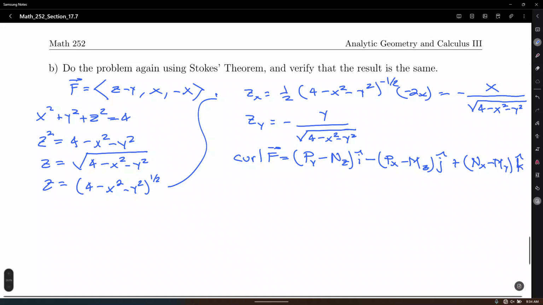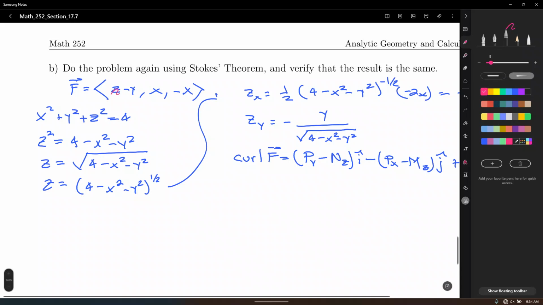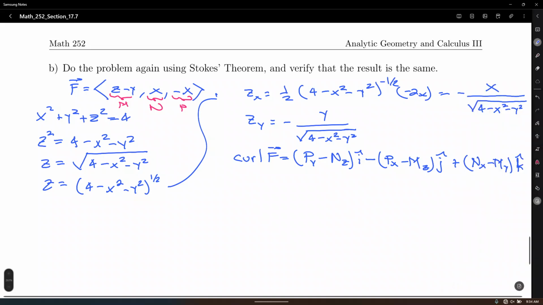Let's find the partial derivatives. What's P, what's M, what's N? Well, label your vector field. So this is our M, this is our N, and this is our P. Careful with all these minuses and pluses that we're going to work with. P with respect to y: there's no y's there, so that'll be 0 minus N with respect to z. There's also no z's at all there, so also 0, i minus P with respect to x. That's a negative 1.